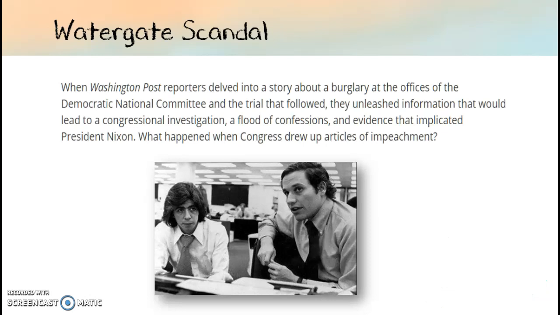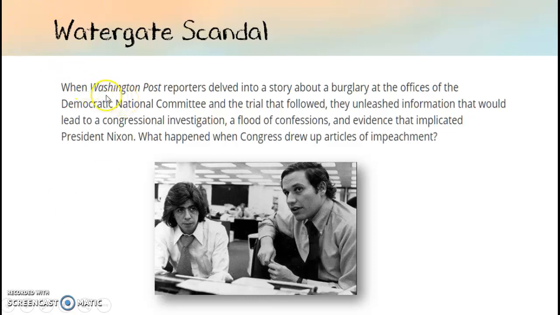Okay, we are going to discuss a little bit more about the Watergate scandal. You can read along with me as I read the text out loud. When Washington Post reporters delved into a story about a burglary at the office of the Democratic National Committee and the trial that followed, they unleashed information that would lead to a congressional investigation, a flood of confessions, and evidence that implicated President Nixon. What happened when Congress drew up articles of impeachment? And that's what we're going to talk about.